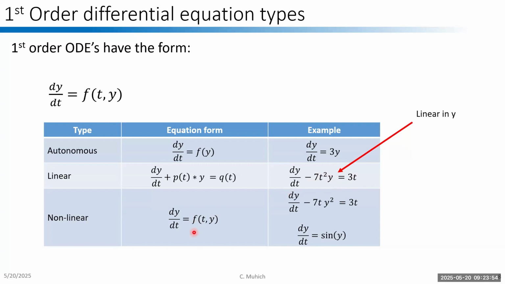I can also have a nonlinear set that has a functional form of dy/dt is a function of both t and y, where y is no longer linear. I can look at this example, dy/dt minus 7t y squared equals 3t. This y, my dependent variable, is no longer linear because I have that square. Conversely, I could have dy/dt equal to the sine of y, right? Once again, y is no longer linear.